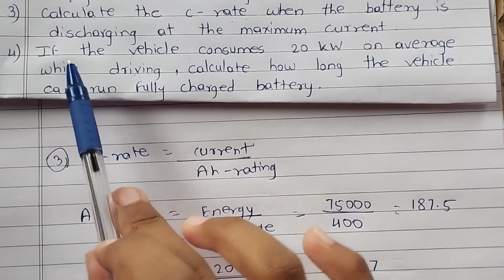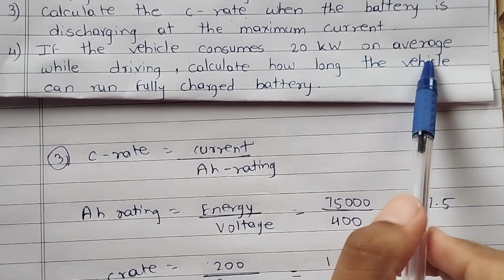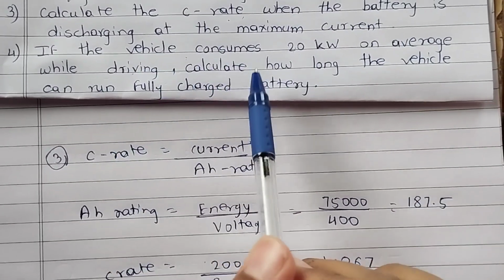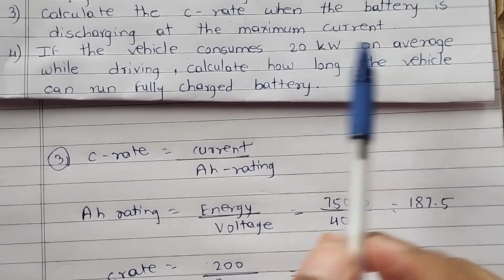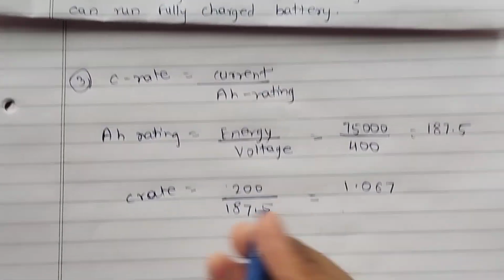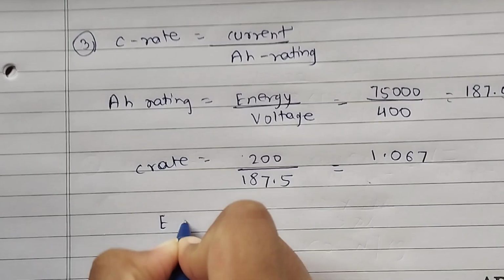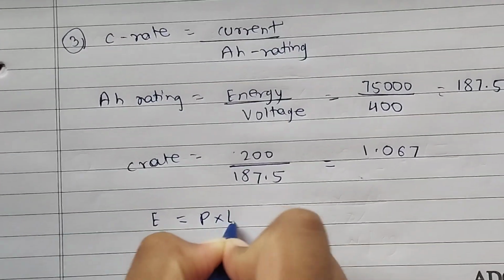Now the last question is, if the vehicle consumes 20 kilowatt on average while driving, calculate how long the vehicle can run on a fully charged battery. So we know the formula: energy is nothing but power into time.